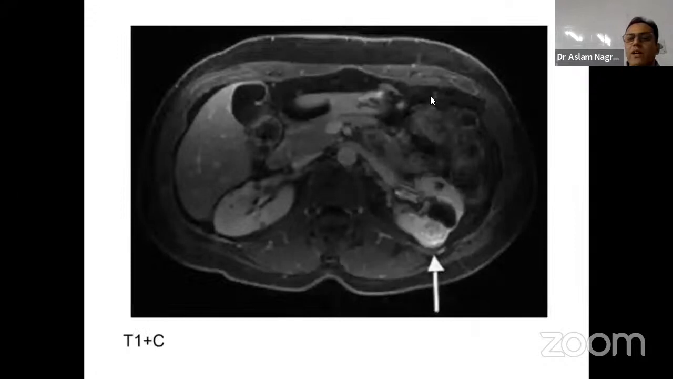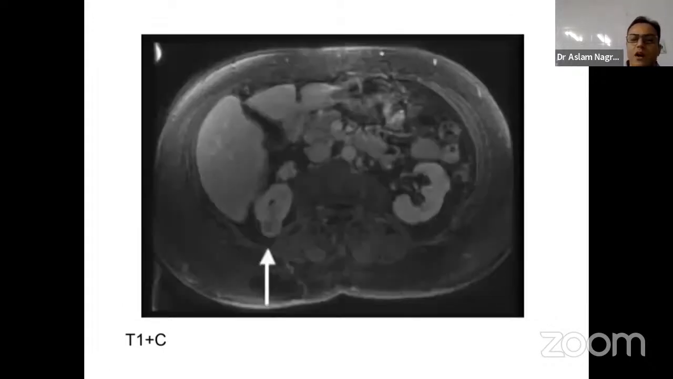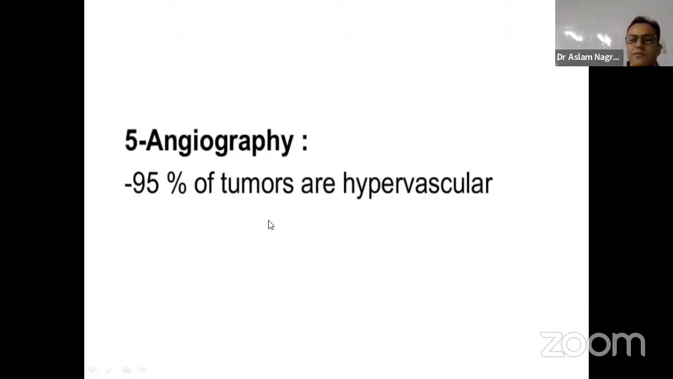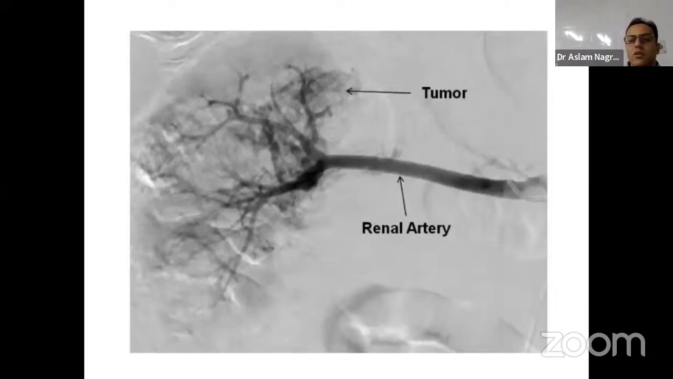So I have straight away taken the T1 contrast images. This is the lesion here showing abrupt contrast enhancement. Another lesion on the lower pole, deforming the contour and showing contrast enhancement. On angiography, 95% of tumors are hypervascular. So this is an angiographic image.